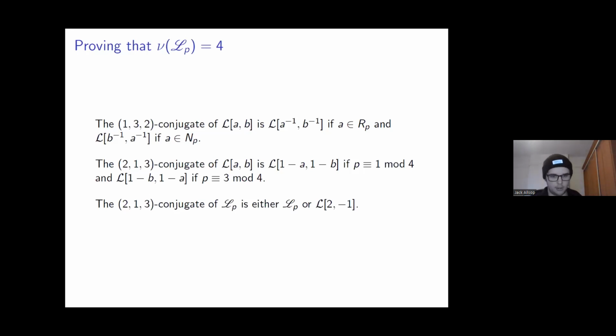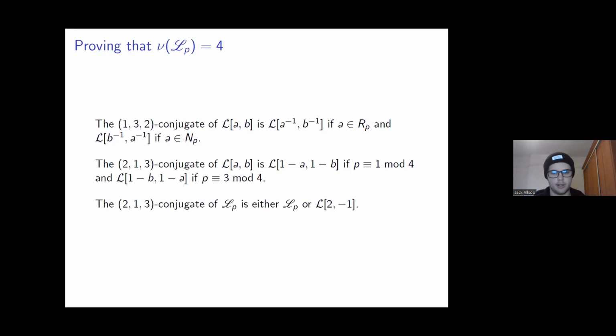So we're interested in the 2-1-3 conjugate of L_p. And this says that depending on whether you're 1 or 3 mod 8, the 2-1-3 conjugate of L_p is either L_p itself or it's L_{2,-1}.